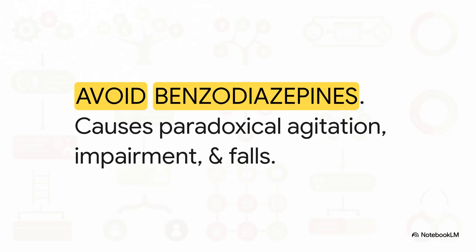They frequently cause paradoxical agitation, which makes the confusion dramatically worse. They also severely exacerbate cognitive impairment and cause profound ataxia, which leads to devastating falls and hip fractures. If a benzodiazepine is listed as an option for agitation in an older adult, it is absolutely the incorrect choice.